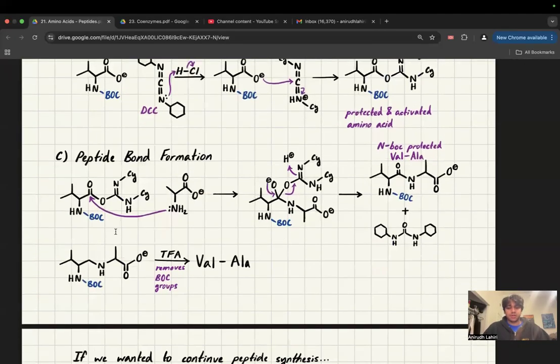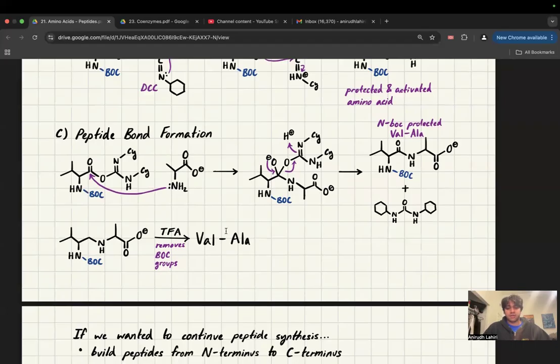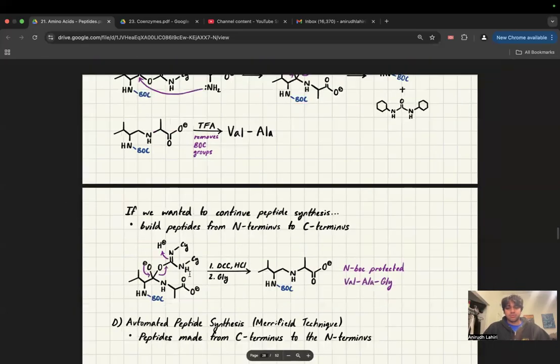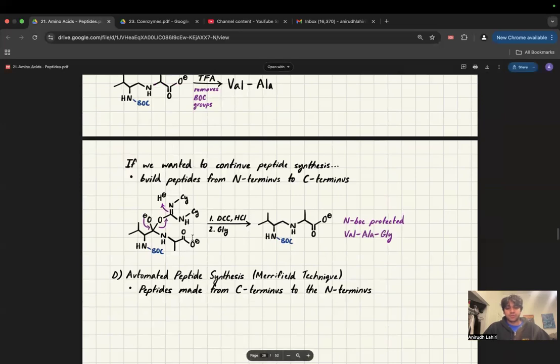Peptide bond formation. Once we have the BOC protecting group and we have this amine, we attack here. Okay, and then there's a lot of different arrow pushing involved, but the general idea is that these come down and this kicks off this group, right? So we get N-BOC protected valine alanine. TFA is the thing that will remove the BOC protecting groups. Overarchingly speaking, once we have a BOC group added, we don't have to keep adding BOC groups. Once we add it once, we just keep activating and adding.